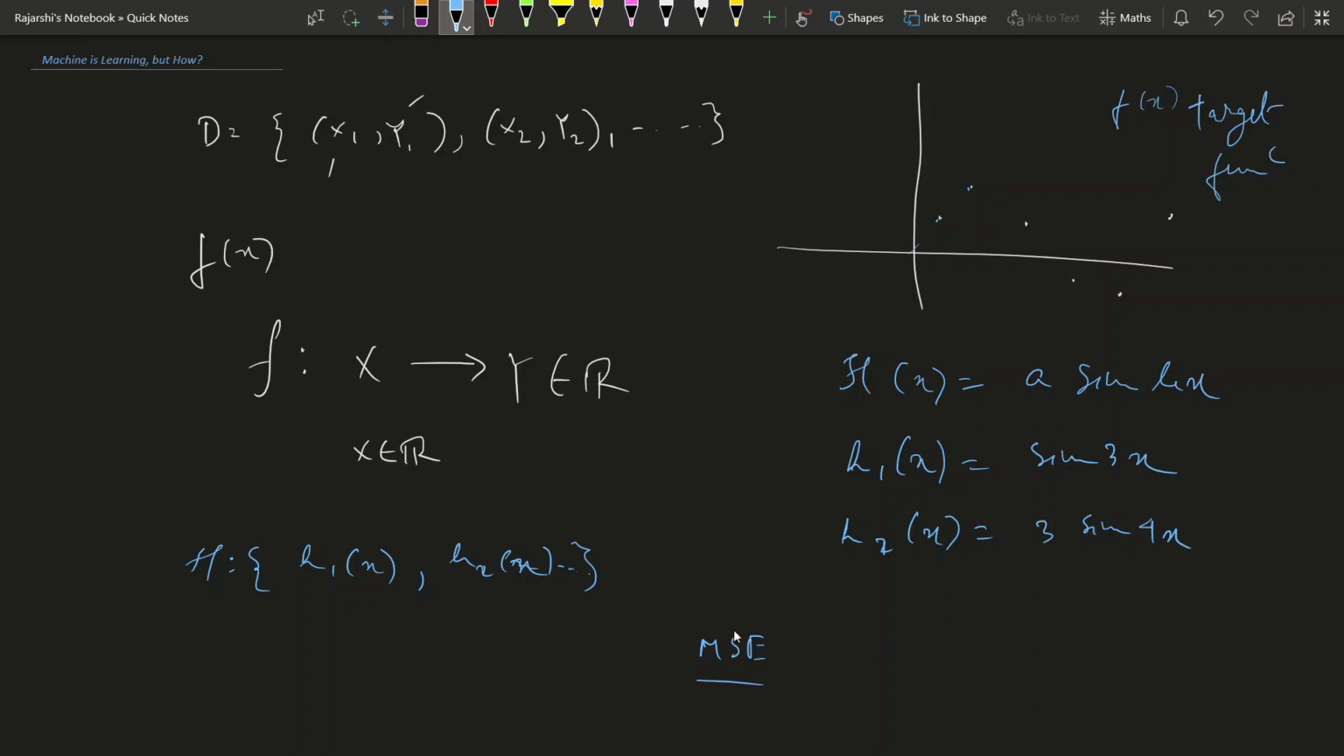Right. So there is one MSE loss. Then there is MAE loss, which is mean absolute error, which is not root. Basically it's absolute error, mean absolute error. So it's basically the modulus of the difference between the responses of the hypothesis and the target function.